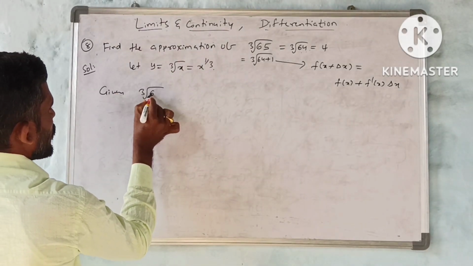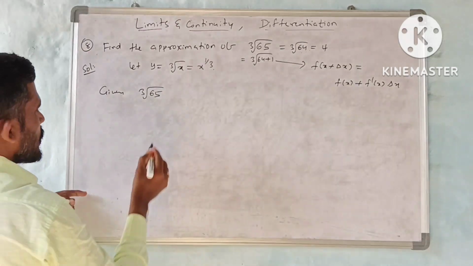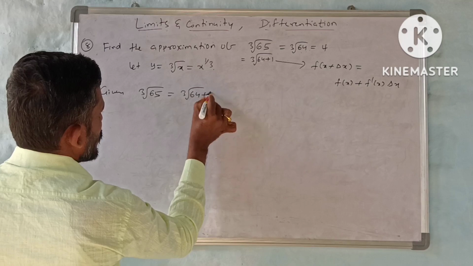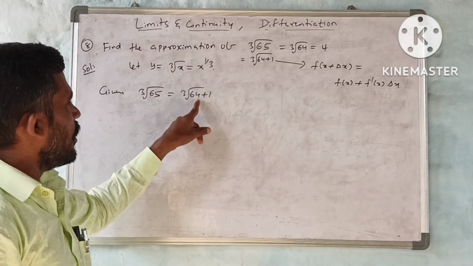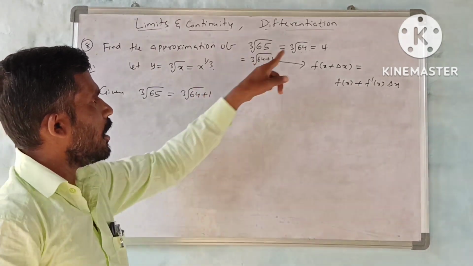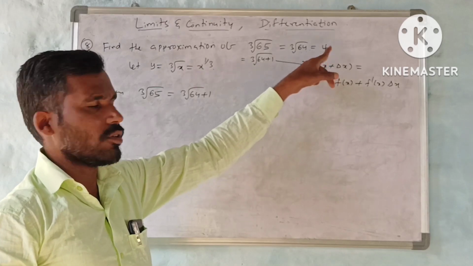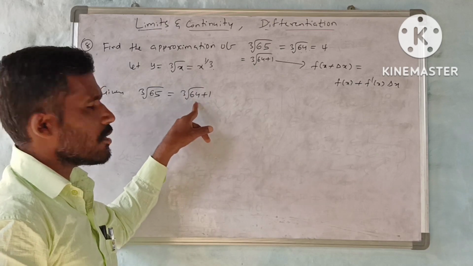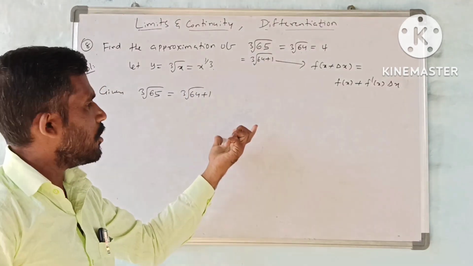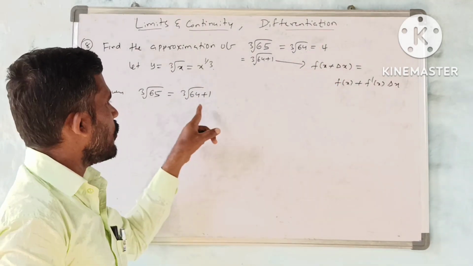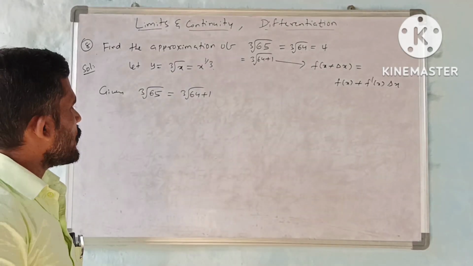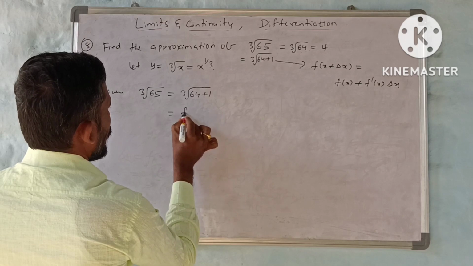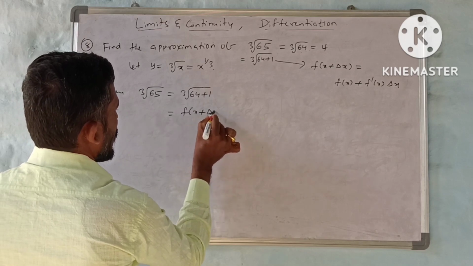Cube root of 65 is near to cube root of 64 plus 1. Why am I taking only 64? Because only for cube root of 64 we get an exact value. Not 65, 66 or 63 like that. We don't have an exact value. So this is an integer value. That's why I am taking the cube root of 64. And this I am taking as f of x plus delta x.